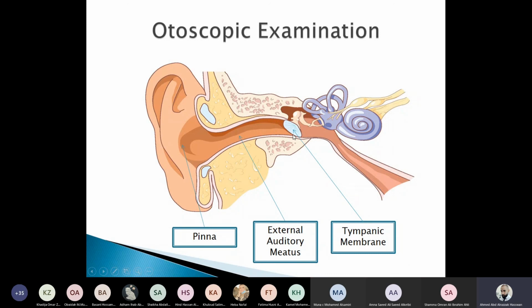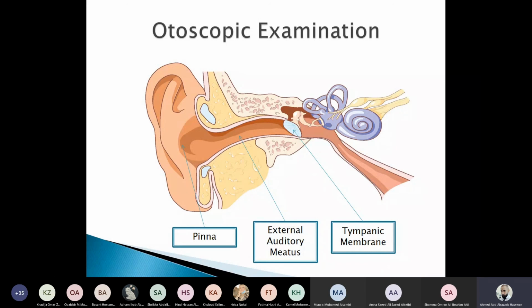We mention the normal features, the handle of malleus and the cone of light. Then we say that we have no perforation, no discharge, no bulging or retraction, and no foreign bodies. So these are the main points that we will comment on. It's very easy, very simple, one of the easiest examinations that we could have in this semester.